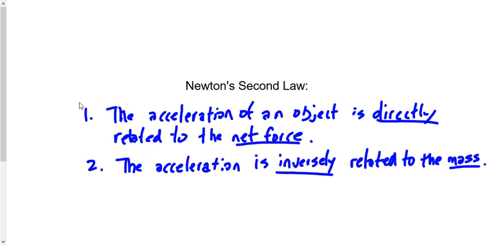We're going to combine those two things. The acceleration, if it's directly related to the net force, will be equal to the net force on the top, inversely related to the mass on the bottom. So Newton's second law as an equation becomes a equals F over m. Now, if we rearrange that to solve for F, and that's usually the way we see it written on a data sheet, we say F is equal to m times a.